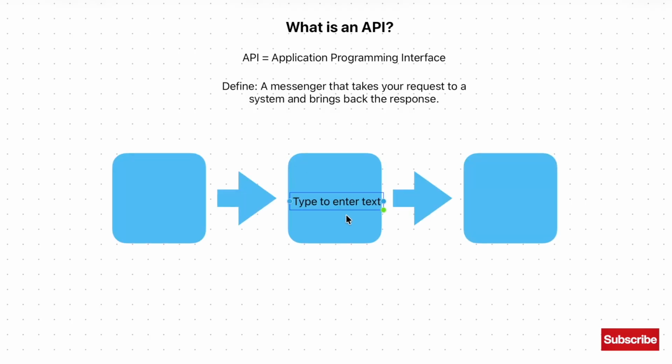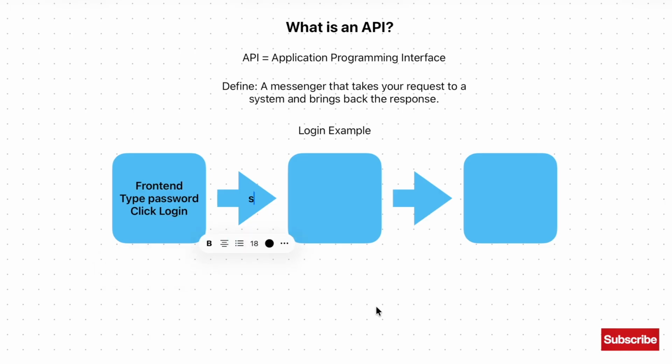A common example of an API is a user login. The user enters their username and password on the frontend, website or mobile app. The user clicks the login button. The frontend sends a login request to the backend through an API.